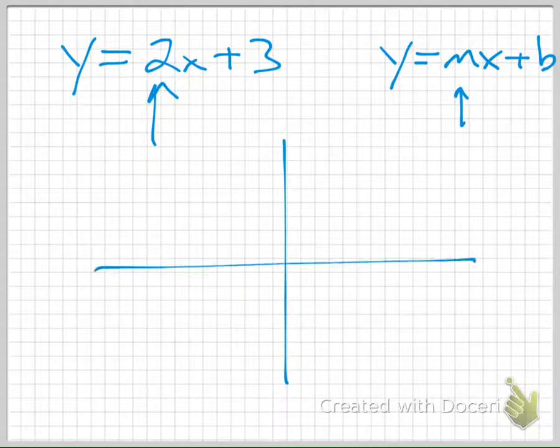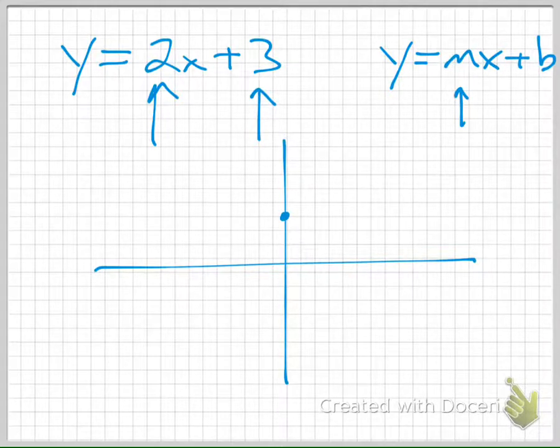B is the y-intercept. B is where our line crosses the y-axis. Okay, we call it the y-intercept because it's where our line intercepts the y-axis. So that 3 is the y-intercept. So that means that this thing's going to cross the y-axis at 3, which is right here. We know that one of the points is right there.